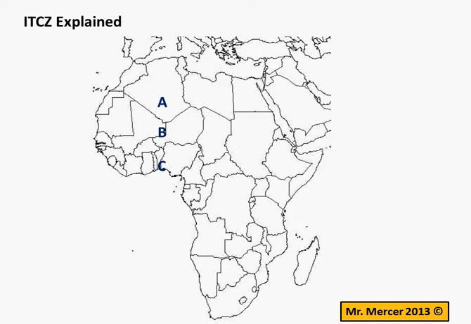This is part 2 of 2 clips, the first of which described the movement of the ITCZ, and this one deals with the explanatory half of this question. Essentially what you're being asked to do here is to explain why rainfall levels vary as we move north from location C at the coastline of West Africa, inland, past location B, towards location A. Okay, so let's get started.